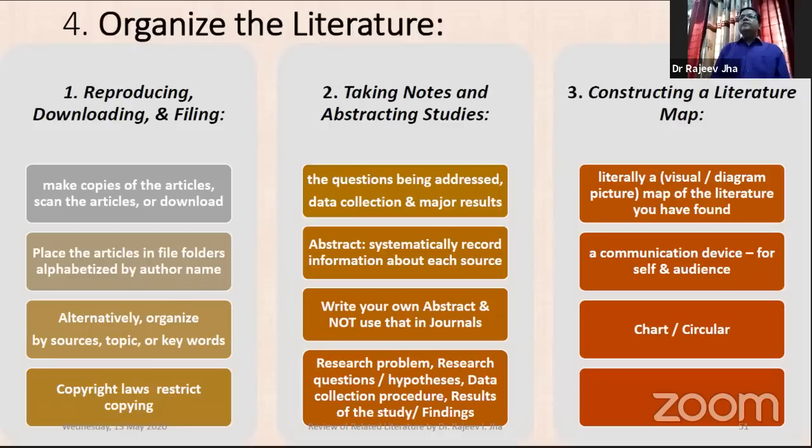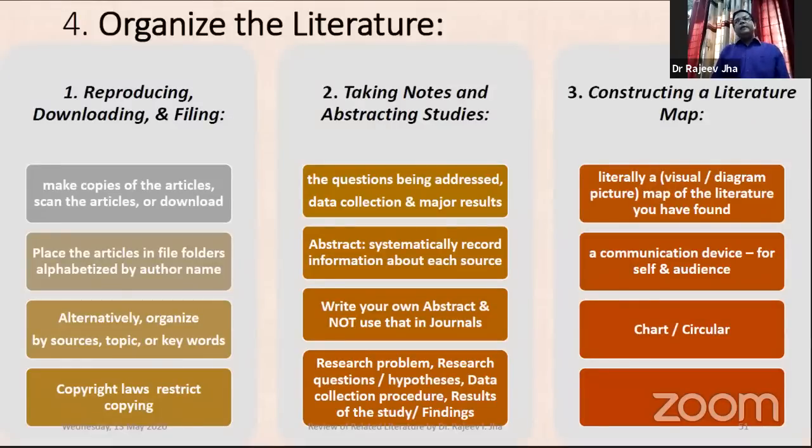Second, taking notes and abstracting studies. In this, the questions being addressed, data collection, and major results should be taken into consideration. Abstract is to systematically record information about each source. Write your own abstract and not that used in the journals. So don't take a ready-made abstract that is written for their purpose. For your purpose, you have to devise your own abstract. Research problem, research questions, hypothesis, data collection procedure, results of the study and findings are main aspects that should be included in your review, in your abstract.